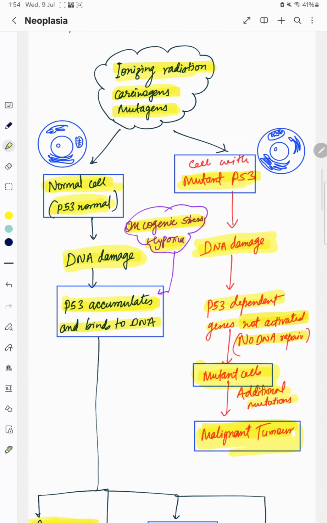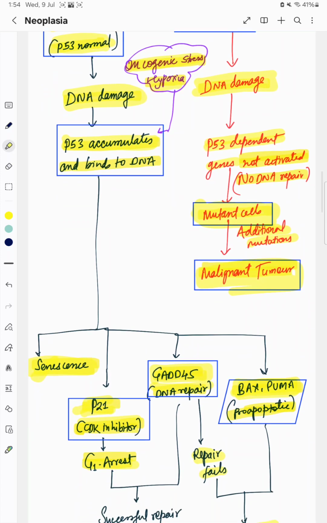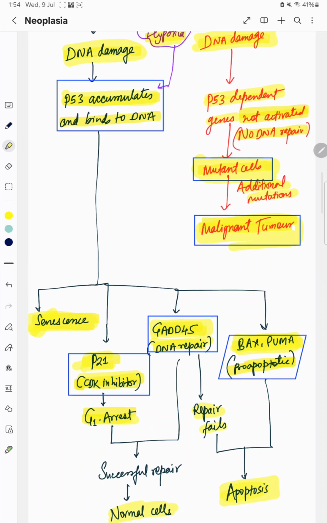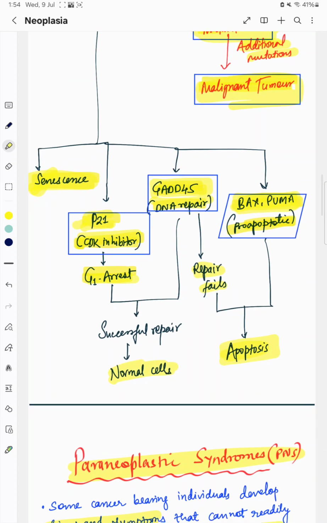So that is how the P53 gene prevents a normal cell from developing cancer by these mechanisms: either senescence, cell repair, or promotion of apoptosis. Thank you.